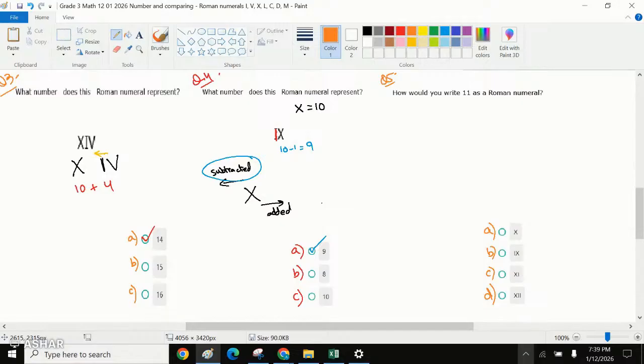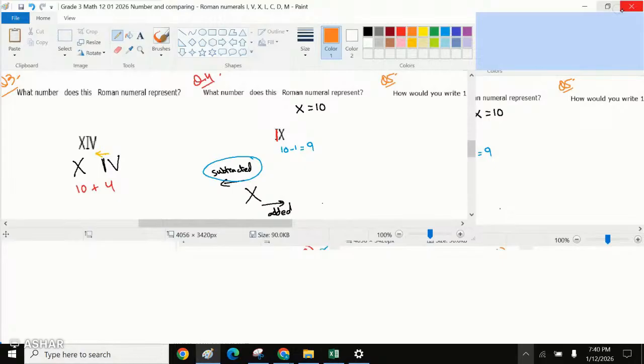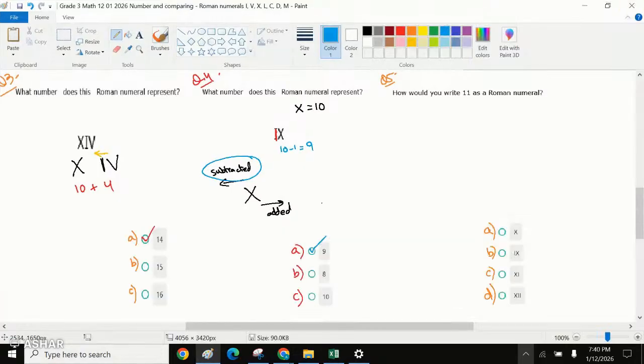Okay, so how can we write 11? We know that 11 can be written as 10 plus 1. Yes, thank you, Biruk. This was 10 and this was 1. That means option C is the correct option, right? So we click on option C. That is a correct option.